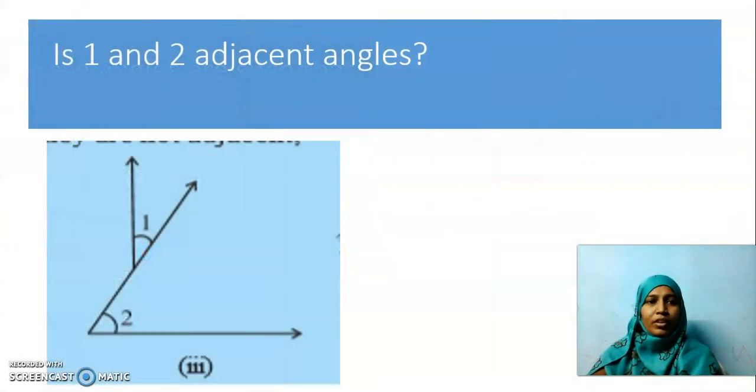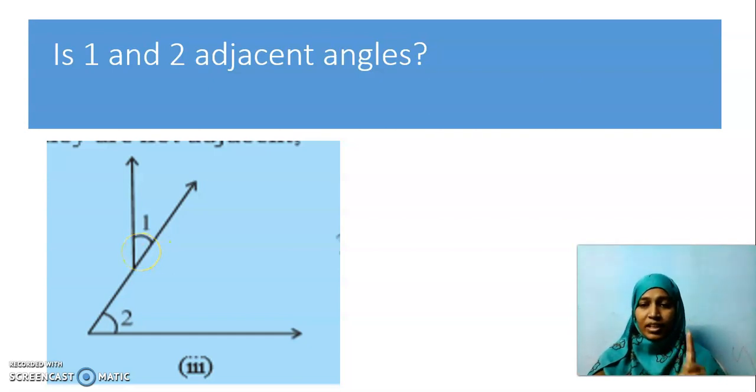Okay, are angle 1 and angle 2 adjacent angles here? They are closer to each other. Are they adjacent angles? It looks as if we can say it's an adjacent angle. But they are not adjacent angles. Why? Come on, recall these three conditions. It should have a common vertex. It should have a common arm.